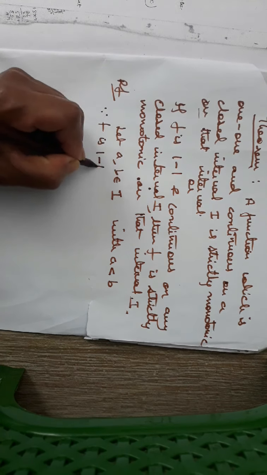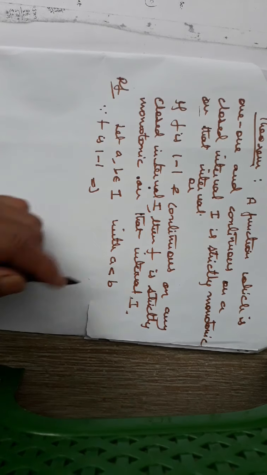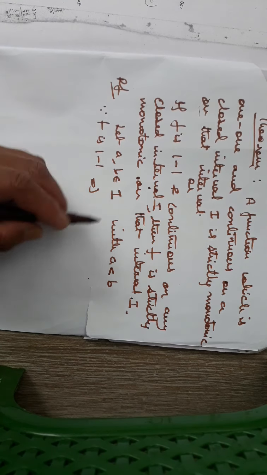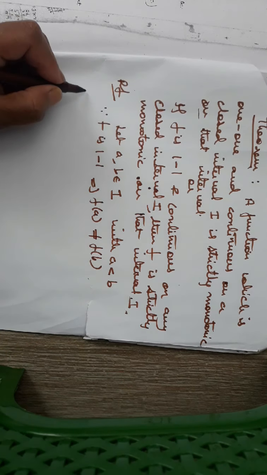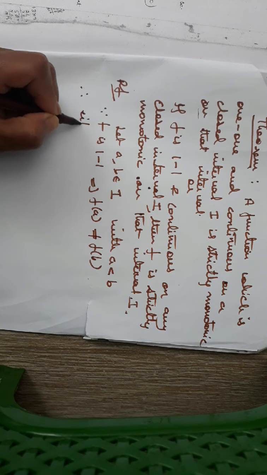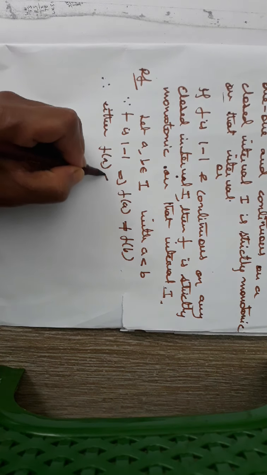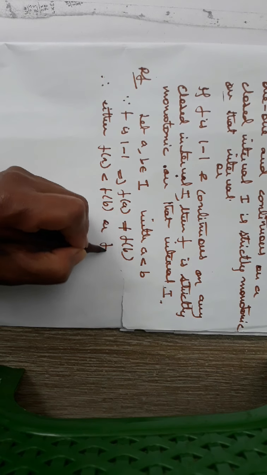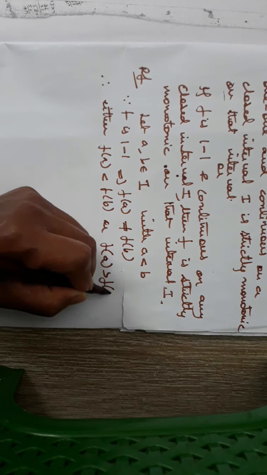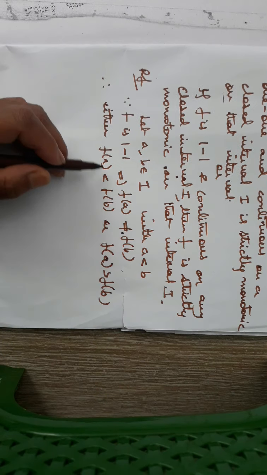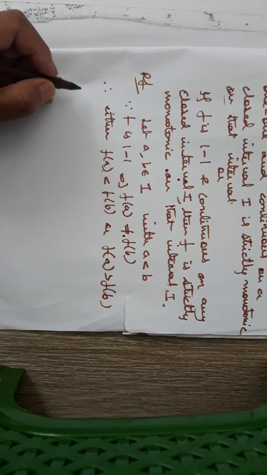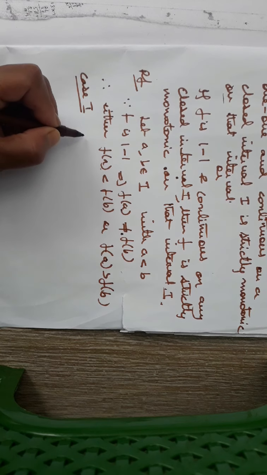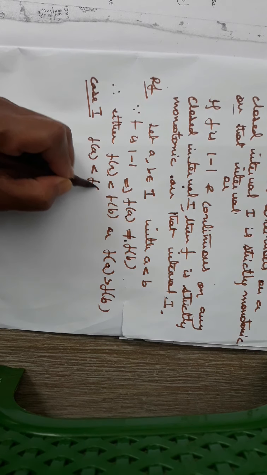Now what is given here? f is 1-1. Since f is 1-1, it implies that distinct elements in that domain must have distinct images, so f of A cannot be equal to f of B. Therefore, either f of A is less than f of B or f of A is greater than f of B, because if it cannot be equal, then either f of A is greater than f of B or f of A is less than f of B. So case 1: let us suppose f of A is less than f of B.